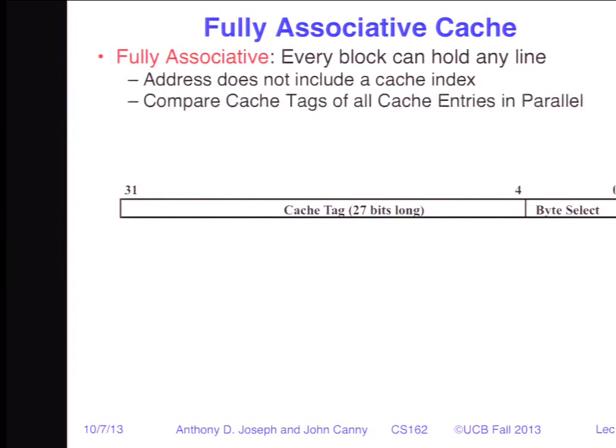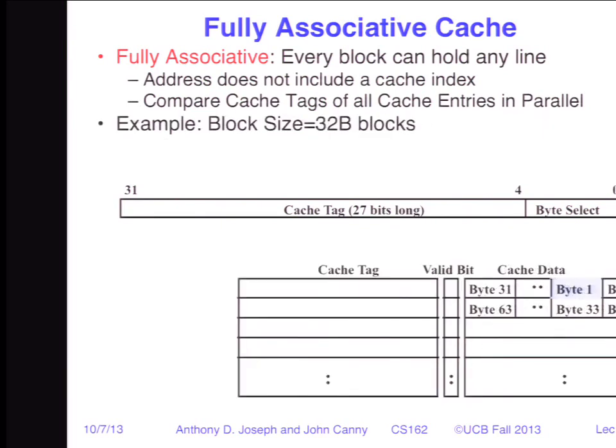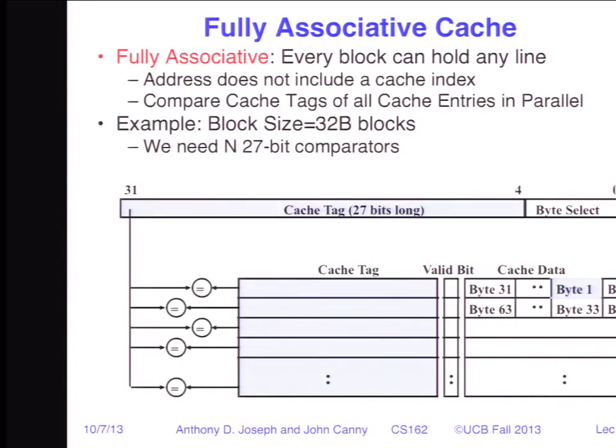So now we're going to compare the cache tags of all the cache entries in parallel. So here we have our block. Byte select tells us which byte. We have our valid bit. And our cache tag now has to be compared in parallel with all of the entries. So if our cache has 512 entries, we need 512 comparators for our fully associative cache.